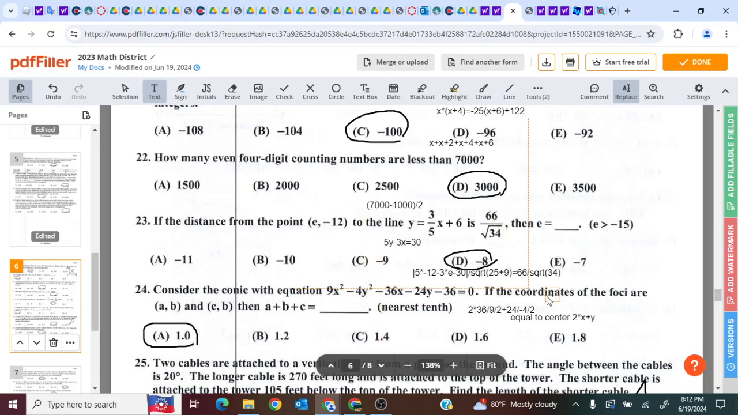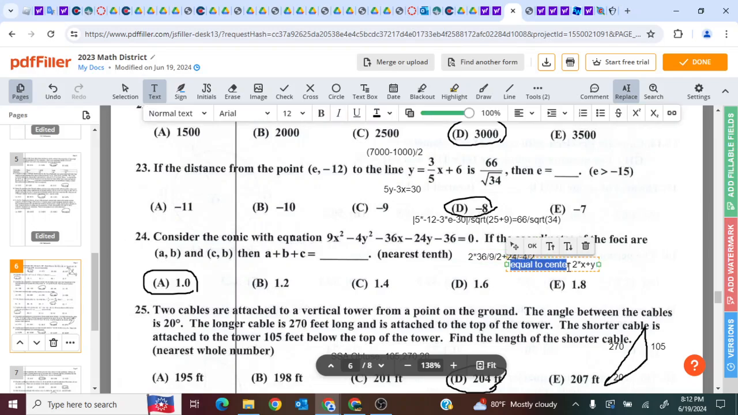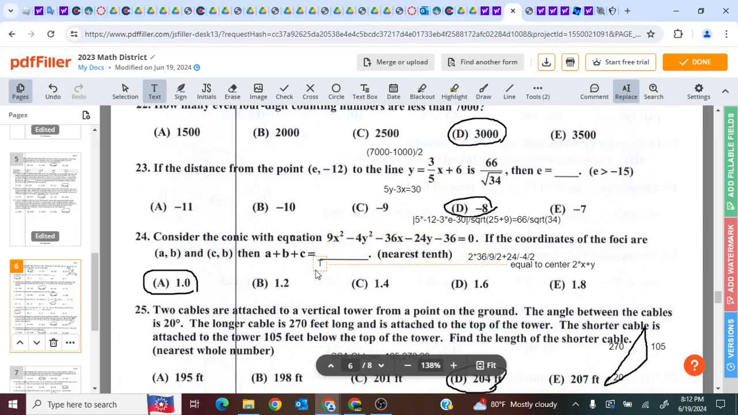Consider the conic with this equation. If the coordinates of the foci are this, what is a plus b plus c? Well, an interesting fact about the foci is they're both evenly distanced apart from the center. So if you add up their x values, they're going to average out at the center. So basically, a plus b plus c is equal to 2 times the center value, since it's technically added twice. You can imagine if they've got foci at 0 and 4 and the center at 2, 2 times 2 is equal to 0 plus 4.